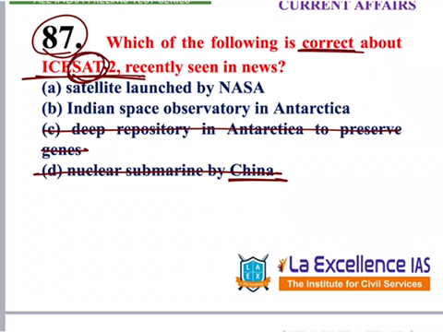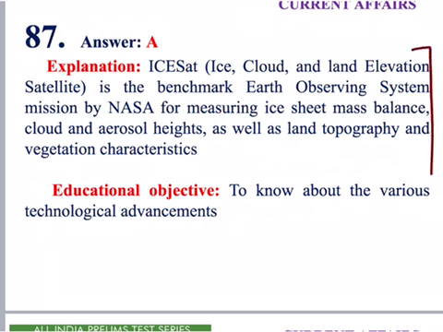Then satellite launched by NASA. Let's say we don't know this. Read B. Indian Space Observatory in Antarctica. We might not have heard about this, so we can remove this also. And the option that is left is option A, satellite launched by NASA. Here is the explanation for this question. Please go through it once. ISAT means Ice, Cloud and Land Elevation Satellite launched by NASA.